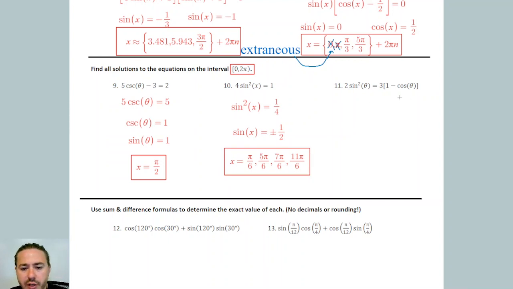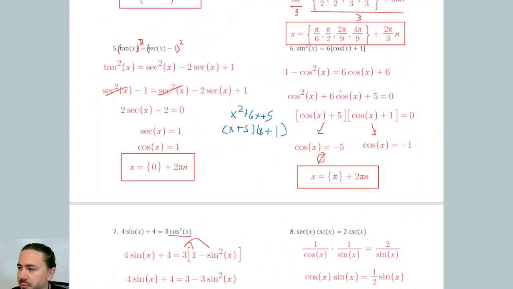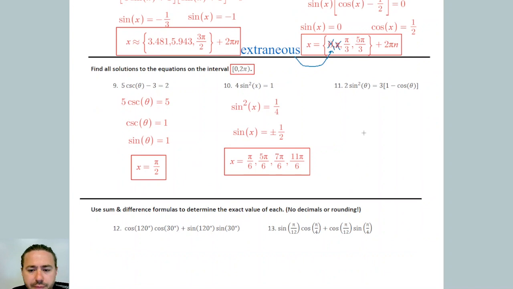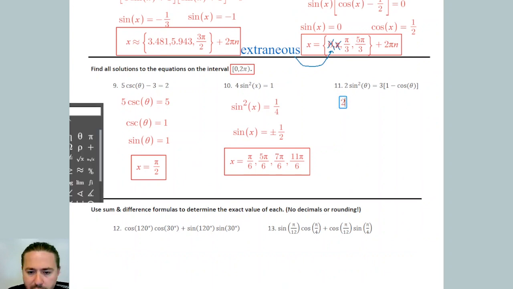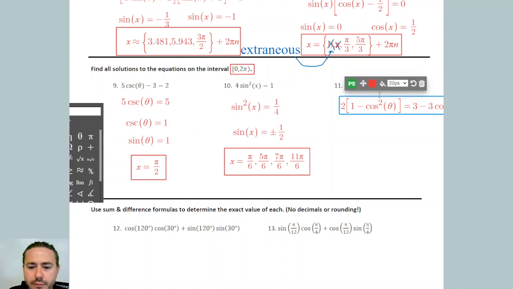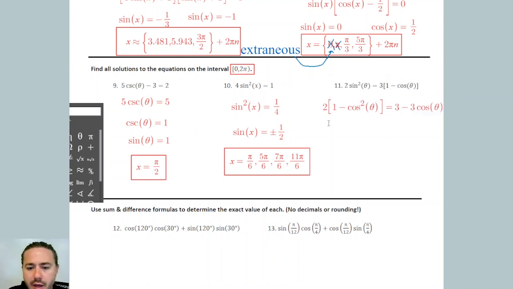For number 11, I feel like we solved one very similar to that, didn't we? Yeah, it's kind of similar to number 6, it looks like. Is it the same problem? No. So we'll work it out similarly. We're going to rewrite this as 2, and I'm going to rewrite that sine squared as 1 minus cosine squared. Let's stay consistent here, so we'll use brackets. Equals, and I'll distribute the 3, so 3 minus 3 cosine theta. Now I need to distribute that 2. So 2 minus 2 cosine squared theta equals 3 minus 3 cosine of theta.